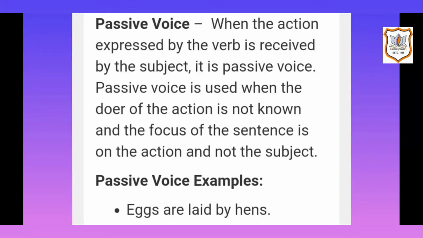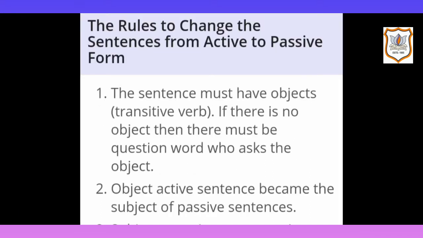When the action expressed by the verb is received by the subject, it is passive voice. Passive voice is used when the doer of the action is not known and the focus of the sentence is on the action and not the subject. For example, eggs are laid by hens. Let us understand the rules to change sentences from active to passive form.